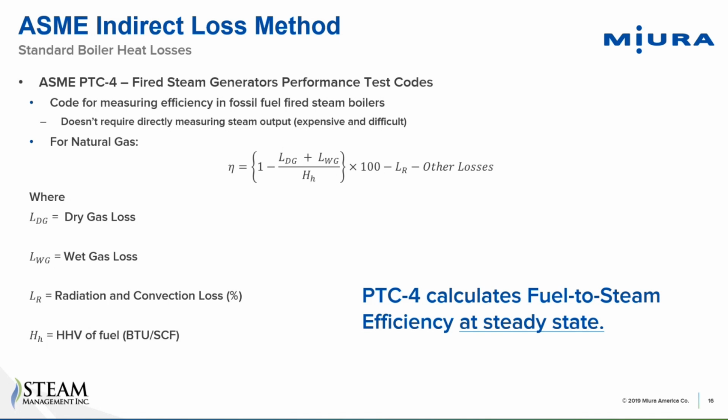Essentially what you're getting out of that test code is an equation. It's not written this cleanly in the code, but basically you're looking at an efficiency in terms of wet gas loss, dry gas loss, radiation and convection losses, and then your higher heating value of fuel. It's also got a lot of other losses in there that are optional. We'll talk about what a couple of those are. But the big point is that PTC4 is going to calculate fuel to steam efficiency at a steady state. So if you just look at that, you're only getting that boiler efficiency, what we talked about.